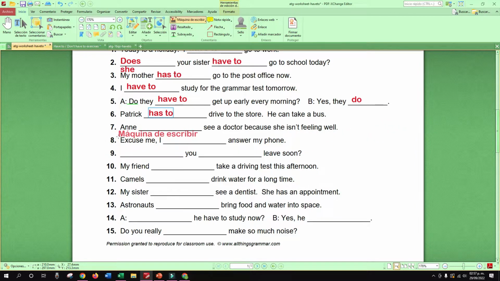Let's see this number 7. Anne. You're talking about Anne. See a doctor because she isn't feeling well. Have to or has to? Or do or does? Which one? Has to. So Anne has to see a doctor because she isn't feeling well. Excellent. Thank you, Miss Wendy.